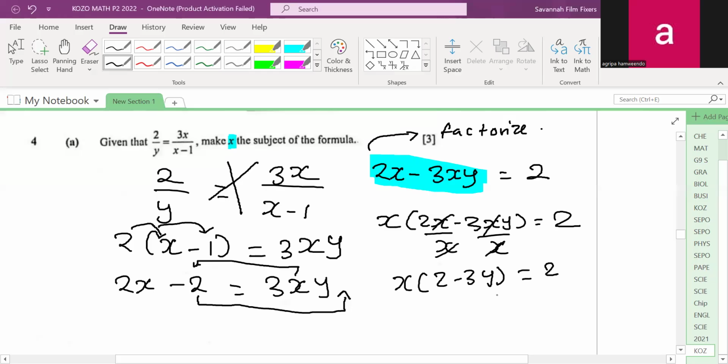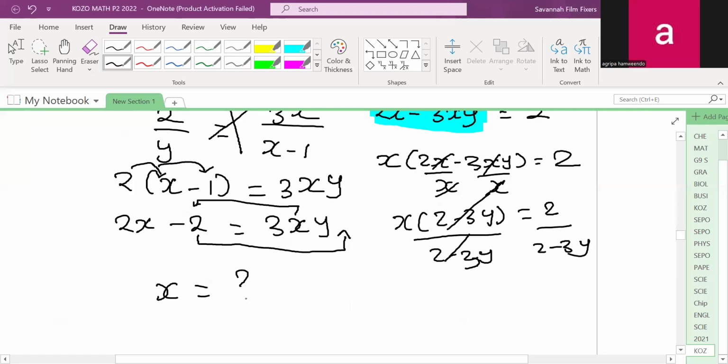Now we have multiplication, so we divide both sides by 2 minus 3y. That will cancel, meaning our answer will be x is equal to 2 over 2 minus 3y. And we made x the subject of the formula.